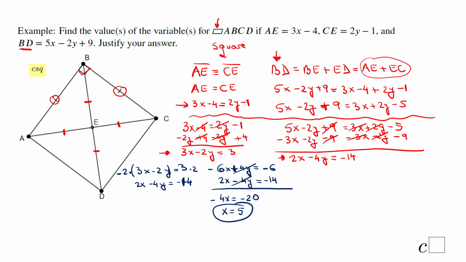And we have x, we need to find y. So you can go in any of these two equations, maybe the second one, I guess. And we have 2 times 5 minus 4y equals negative 14. So this would be 10 minus 4y equals negative 14. And subtract 10 on both sides.